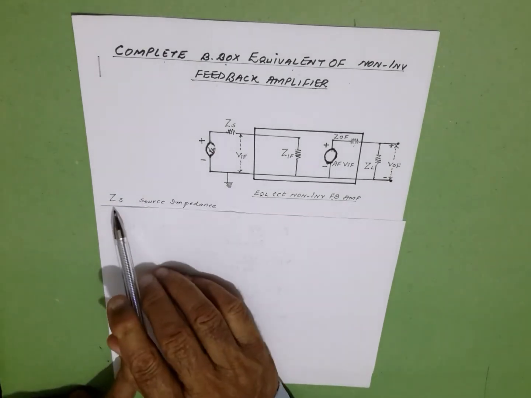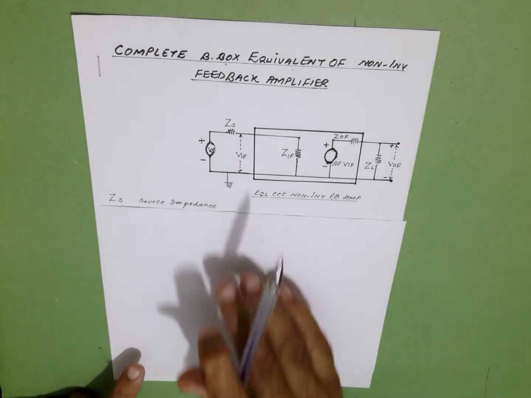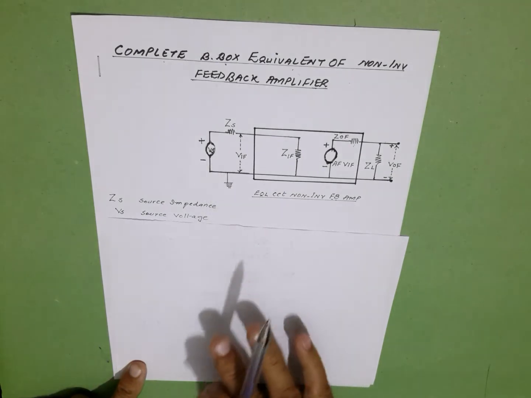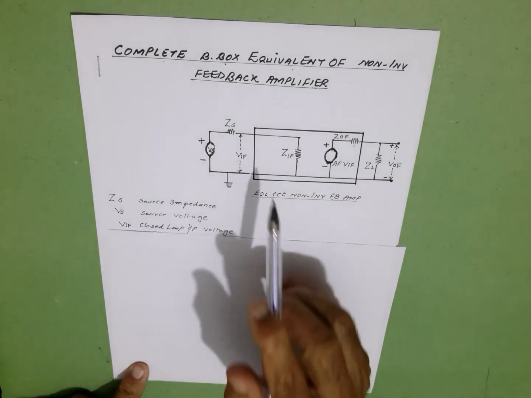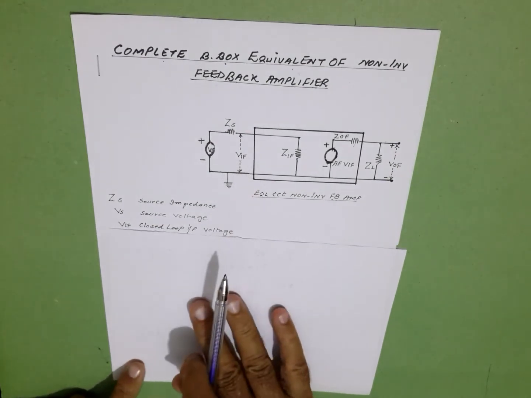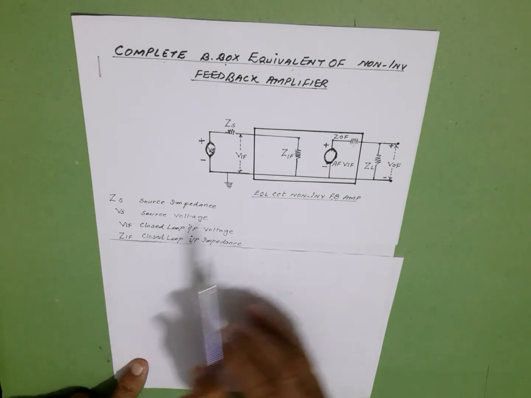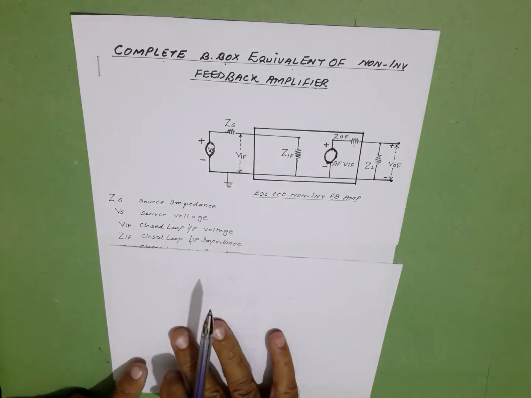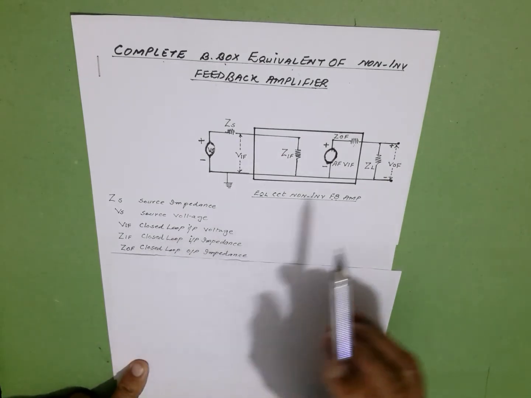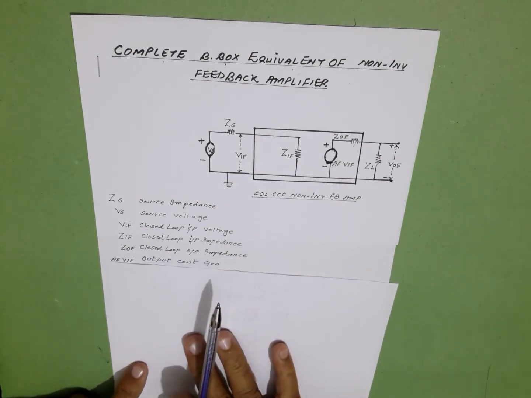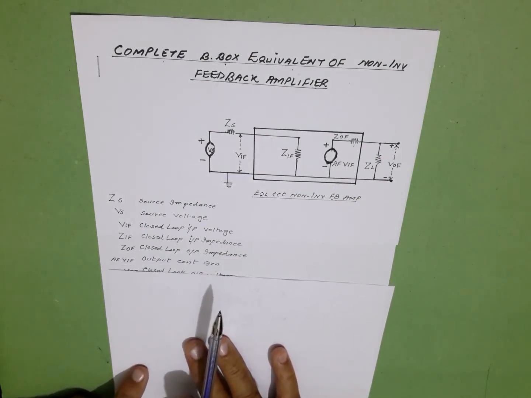Zs is the source impedance. Vs is the source voltage. VIF is the closed loop input voltage. ZIF is the closed loop input impedance. ZOF is the closed loop output impedance. AF VIF is the output control generator.